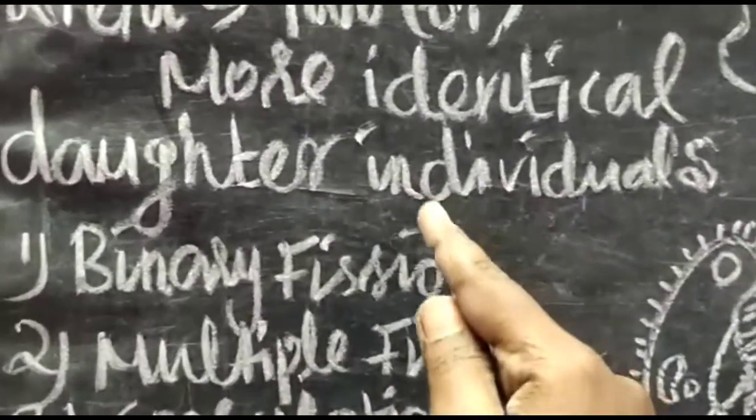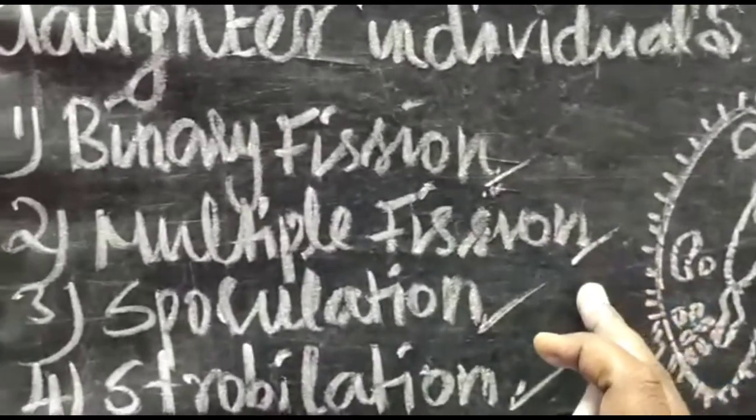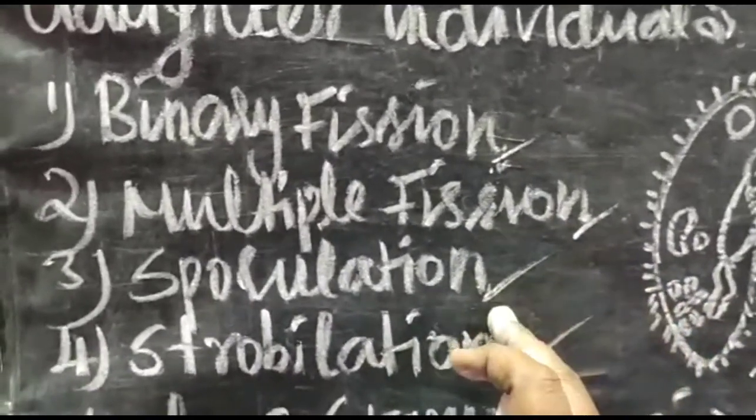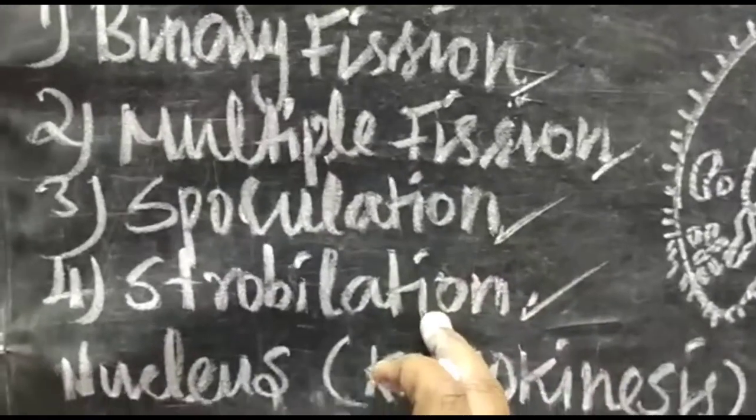So it has four types. The first one is known as binary fission, and the second one is known as multiple fission. The third one is known as sporulation, and the fourth one is known as strobilation.